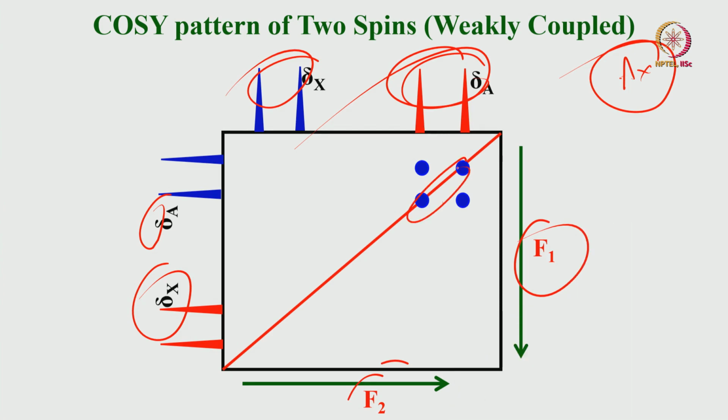Exactly like this, 4 peaks. A appears at its own frequency. They are called autocorrelation peaks. A will correlate within itself because there are two doublets.